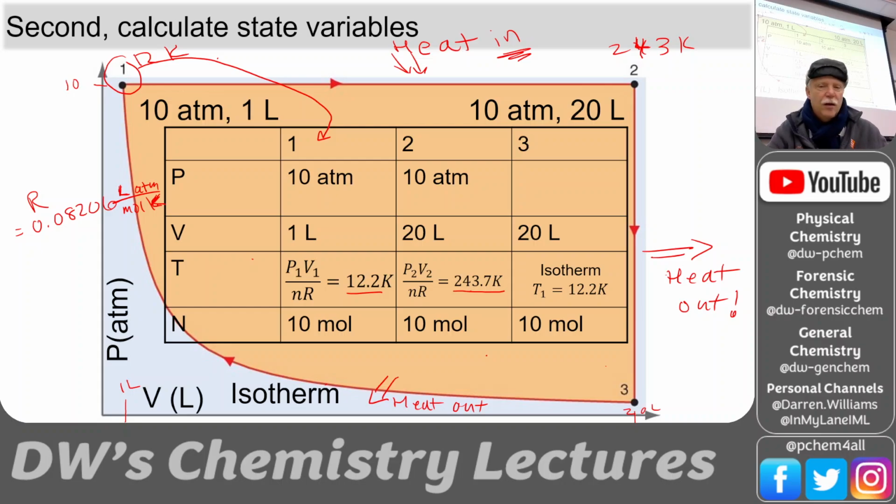So why is it heat out in the isotherm? Because we're compressing the gas. By compressing the gas, we're doing work on the gas, but we want it to stay the same temperature. And so if we want it to stay the same temperature, the work we do on the gas would generate heat, but the heat has to be pulled out to keep it at the same temperature.